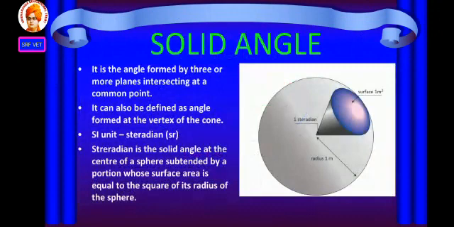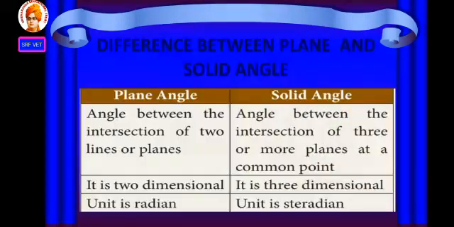The symbol is SR. The steradian is defined as the solid angle at the center of a sphere subtended by a portion whose surface area is equal to the square of the radius of the sphere. Clear? The next, difference between plane and solid angle.